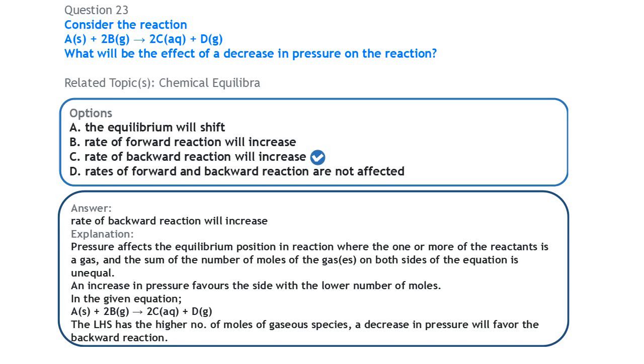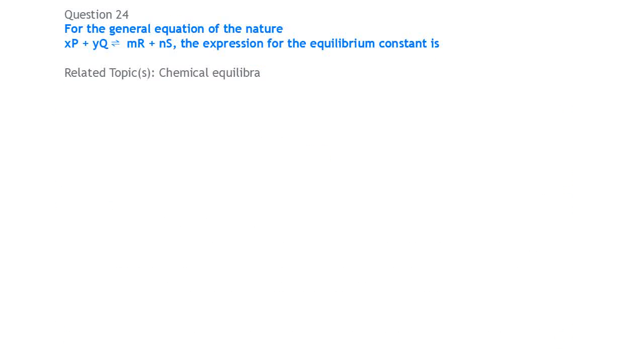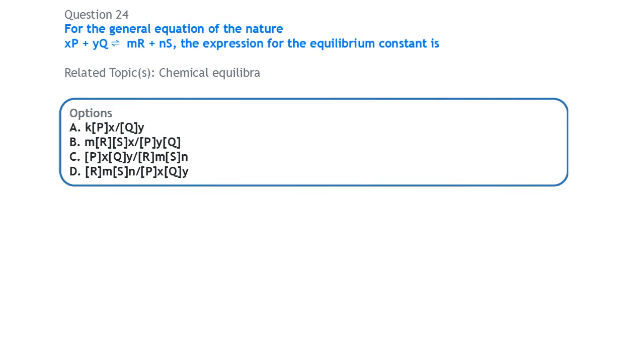If you look at what we have here, the number of moles of B is 2, the number of moles of D is 1. So this side has a greater number of moles. So a decrease in pressure is going to favor the reaction to this side, so the backward reaction.